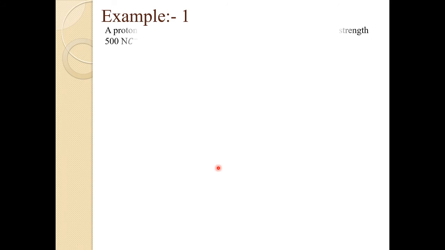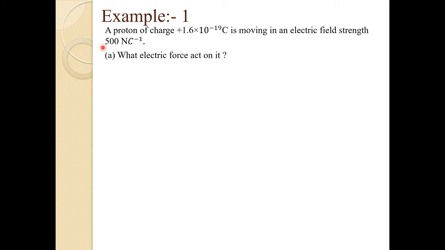Example 1. A proton of charge plus 1.6 × 10^-19 coulomb is moving in an electric field of strength 500 newton per coulomb. This is the charge, Q, and this is the field strength, E. So we have to have an idea. The first question is, what is the electric force? Obviously, F = EQ.